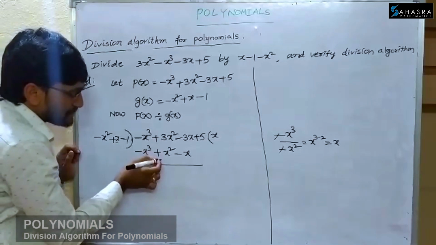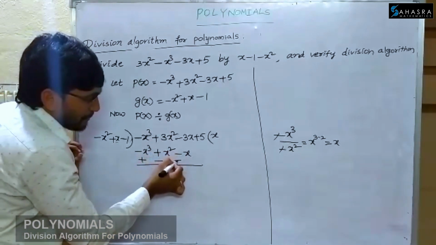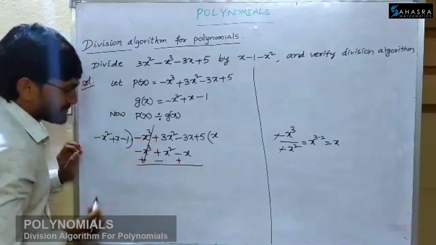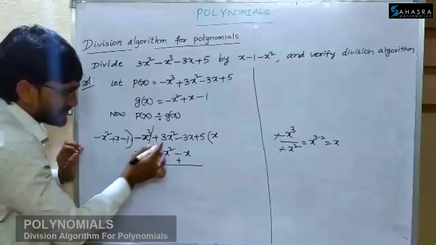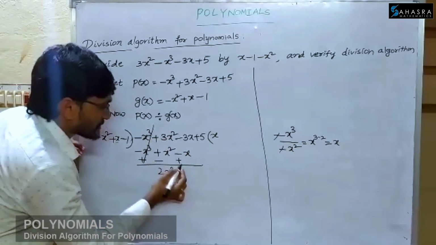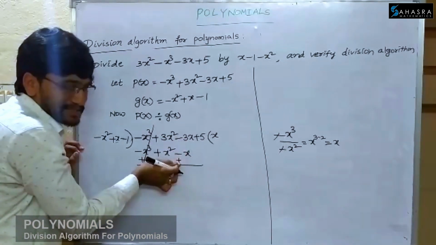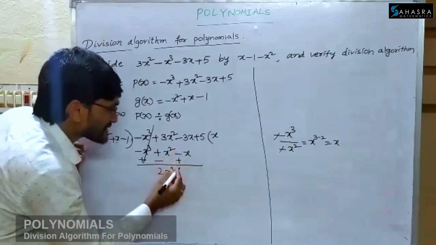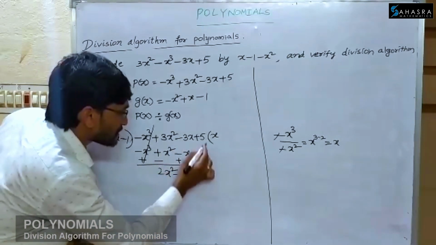Here plus means you have to change to minus, minus means plus. Then these two get cancelled. Minus x cube plus x cube get cancelled. 3x square minus x square is nothing but 2x square. Minus 3x plus x is minus 2x, plus 5.